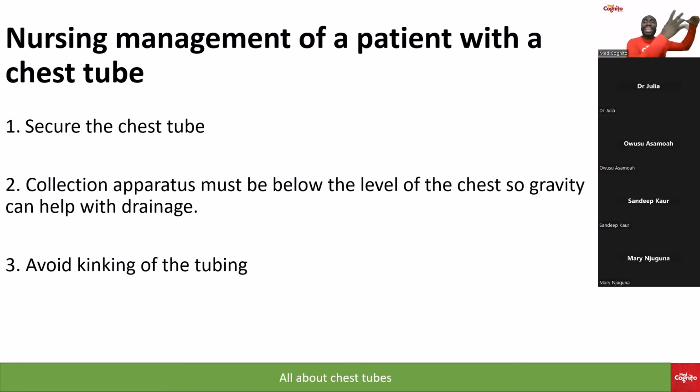The reason is so that it can allow gravity to help it, so that whatever is being drained, whether blood, whether water, whether pus, can go into the chest tube. Number three, you've got to do everything to make sure that there's no kinking of the tube because we are trying to maintain that negative pressure in the chest, right? So you want to make sure that there's no kinking because as long as there's a kinking in the tube, we are in trouble. And that can really, really cause much damage to the patient. So secure the chest tube, make sure that the collection system is lower than the chest so that gravity can help it, and then avoid kinking of the tube.